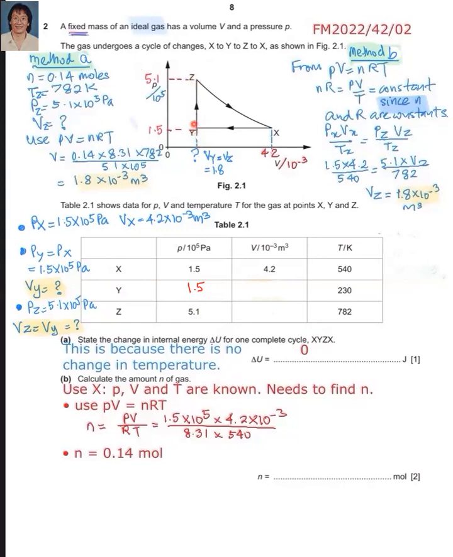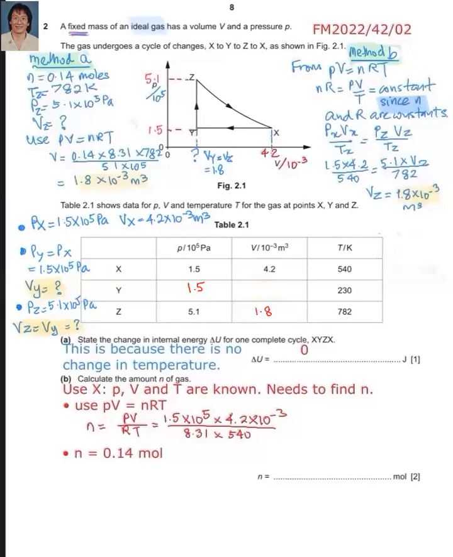In order to calculate the volume at Z, we can use 2 methods. The first method is to use PV equals nRT. Here n equals 0.14 because the question says that there's a fixed mass of an ideal gas. That means the quantity of gas is the same, which is 0.14 moles. At Z, the temperature is 782 Kelvin, and the pressure is 5.1 times 10 to the power of 5 Pascal. Substituting the values of n, temperature, and pressure into the equation will give you 1.8 times 10 to the power of minus 3 meter cube. That means the volume at Z will be 1.8 times 10 to the power of minus 3 meter cube.